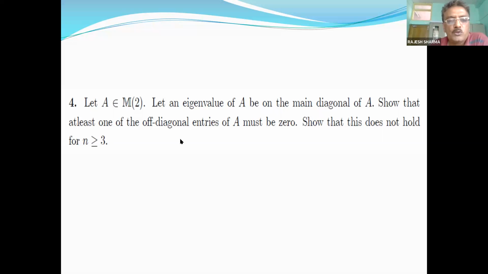Let A belong to M2. Let an eigenvalue of A be on the main diagonal of A. Show that at least one of the off-diagonal entries of A must be 0. This is a very simple question, nothing to do with numerical range.